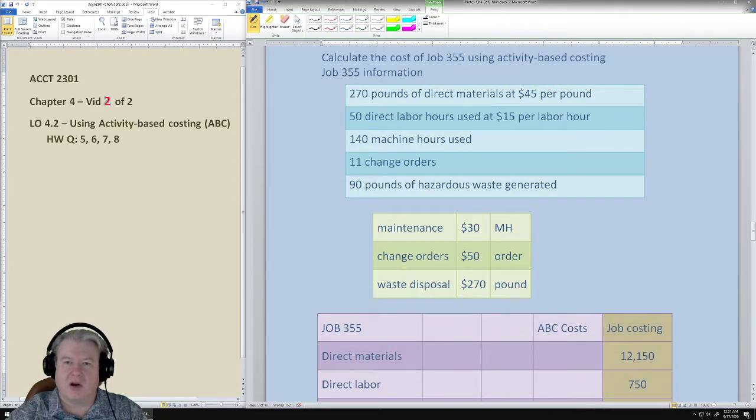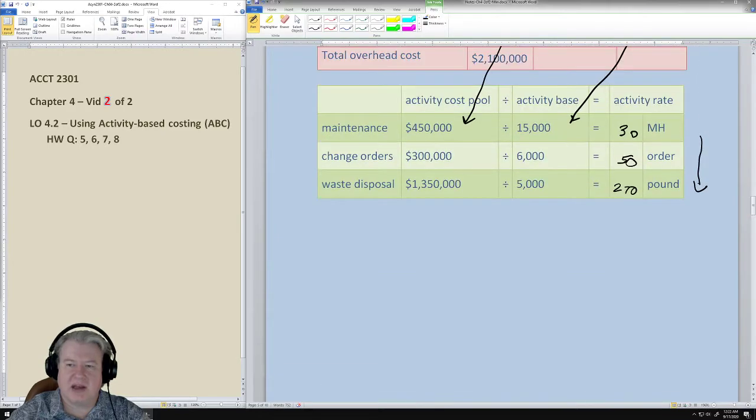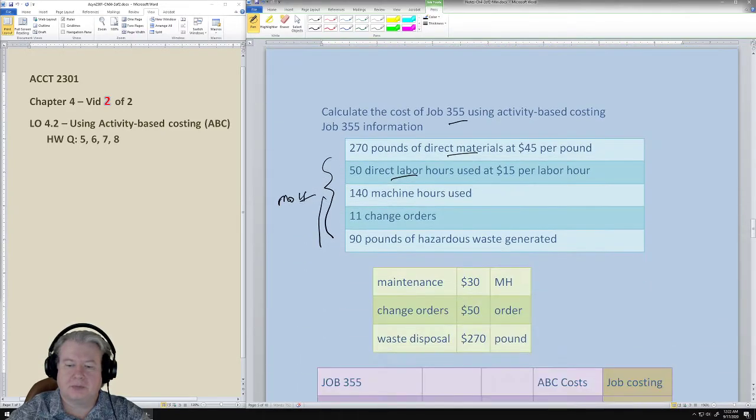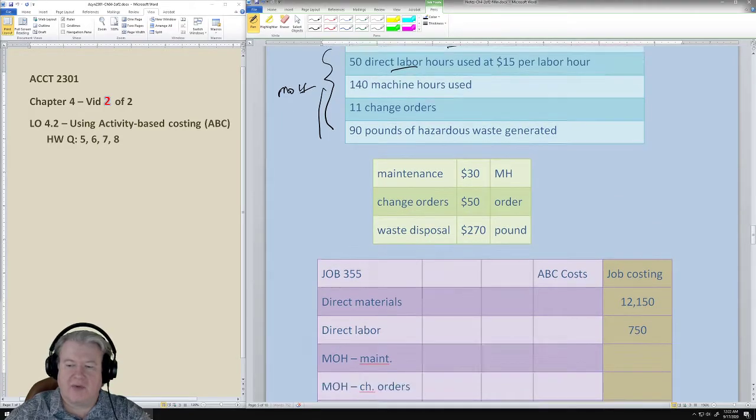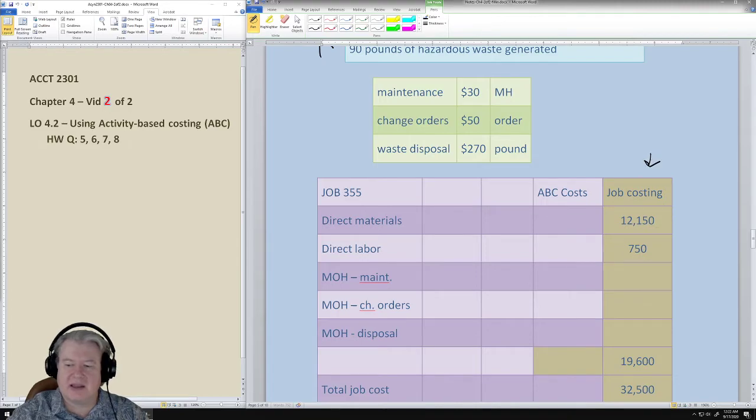So here we've got our good old friend job 355 again. This is the exact same information that we had before, except this is going to be direct materials. So that's direct materials. This is direct labor. But instead of doing manufacturing overhead only on the machine hours, we're going to use all 3 of these items to figure out the manufacturing overhead. And here, this 30, 50, and 270, I just pulled that down from what we learned here. So now I've got here in the green, this is the information that we figured out using the one cost pool. And now we're going to use the 3 cost pool version.